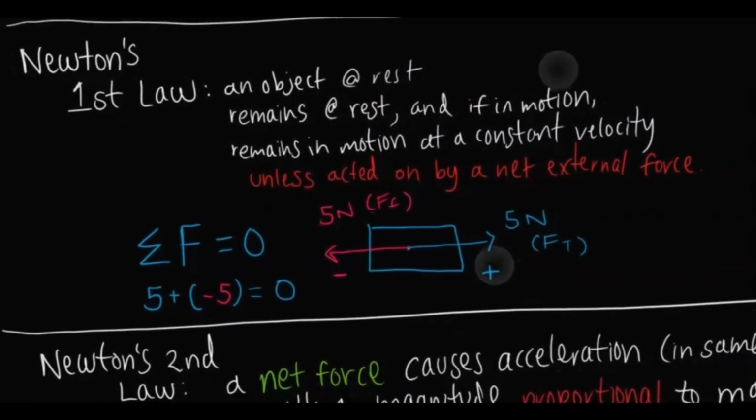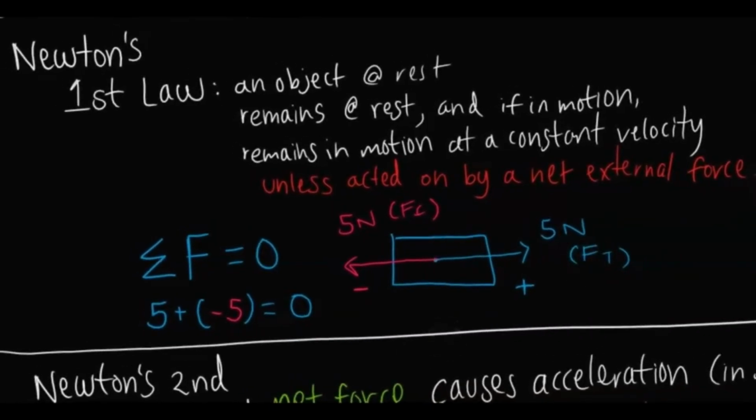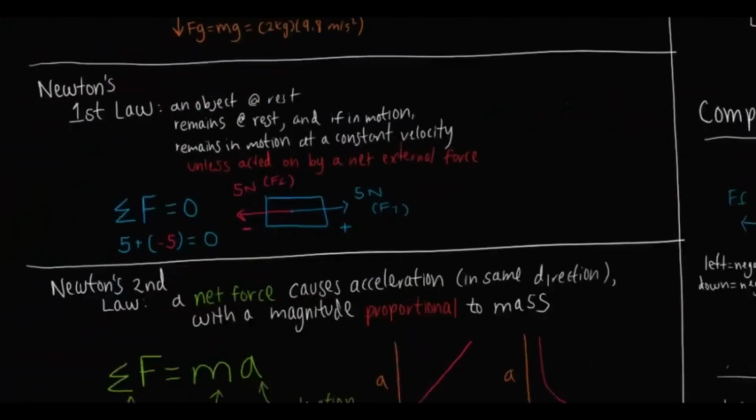Newton's first law states that an object at rest remains at rest, and if it's in motion, it will remain in motion at a constant velocity unless it's acted upon by a net external force. So in this example, revisiting that block where there's 5 newtons of tension force and 5 newtons of friction force, that object is either going to be at rest or moving at a constant velocity because the net force is 0. And you can tell the difference between those, whether it's at rest or moving, by the type of friction. It's either static or kinetic friction, and we will talk about that later on with this chart.